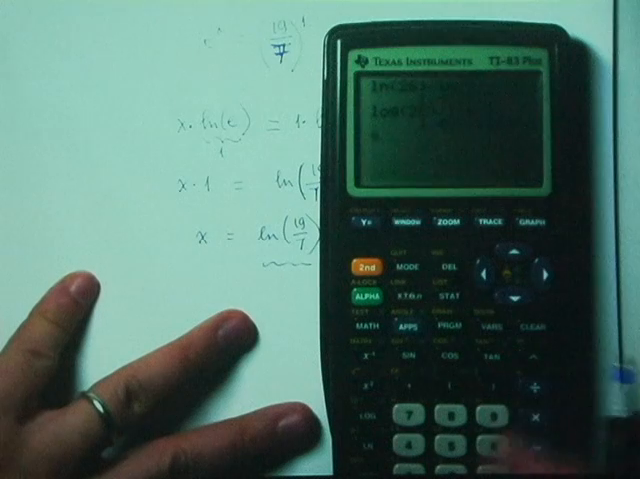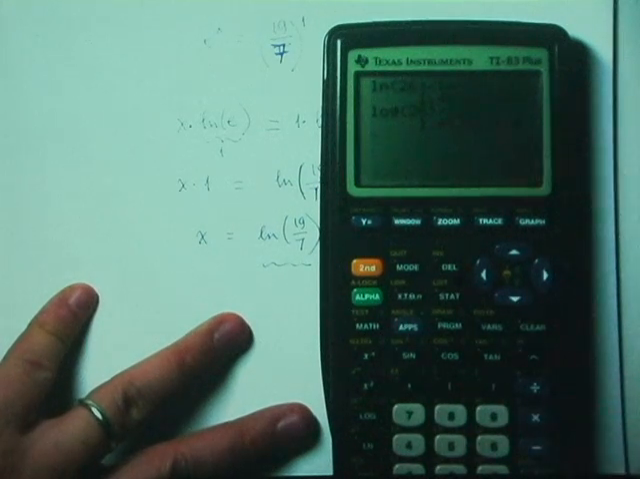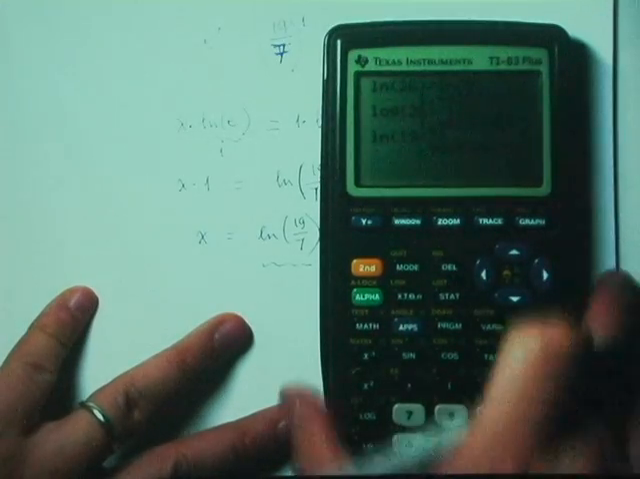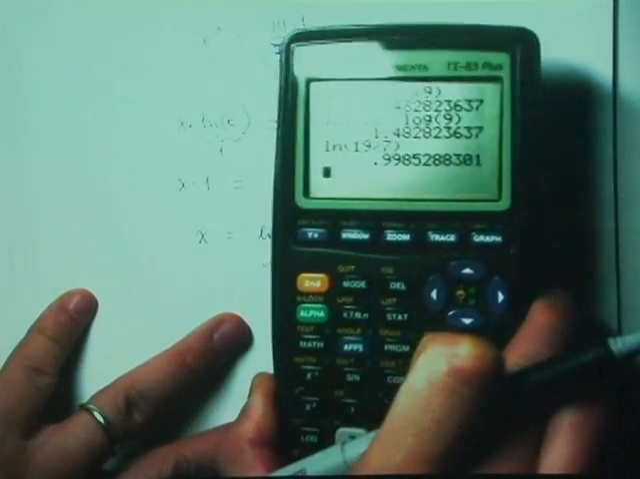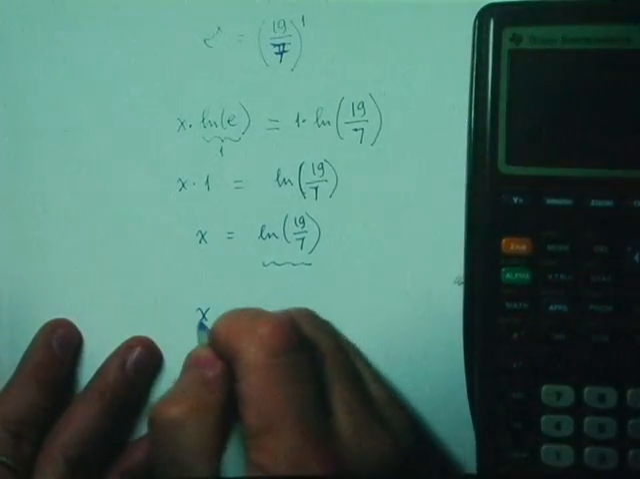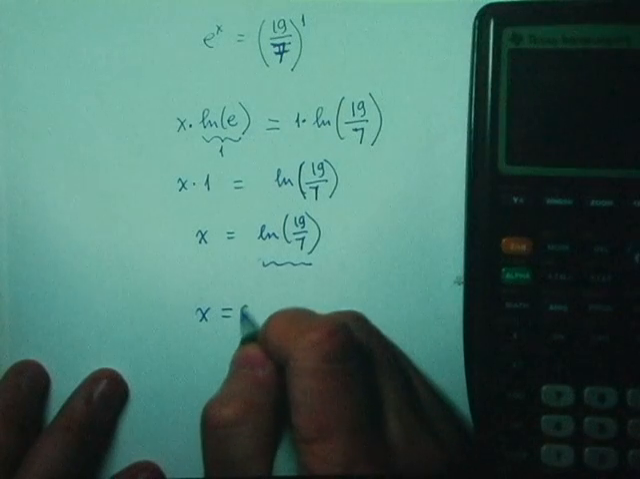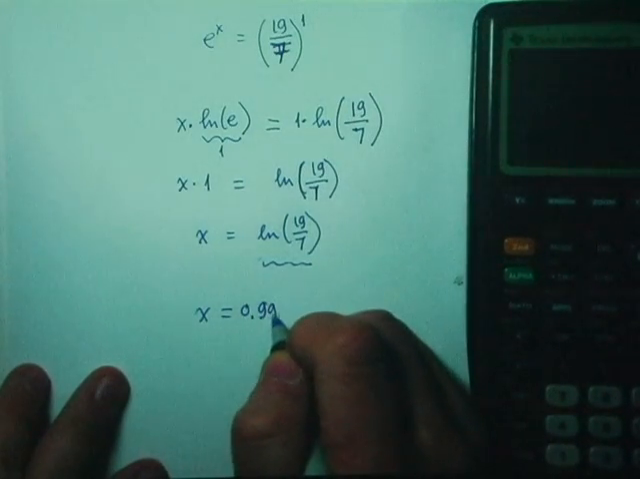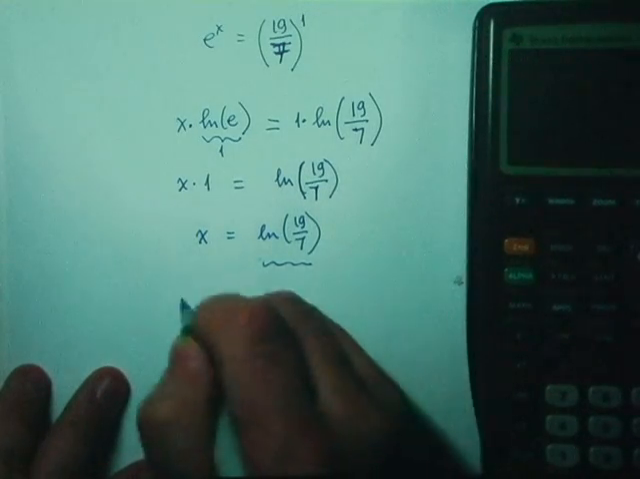And by the way, to find the real answer, that would be natural log, and then you do 19 divided by 7, give me your parentheses. And there is the real answer, 0.9985, something like that. Okay, so x would be equal to 0.9985. Okay, that's about good enough.